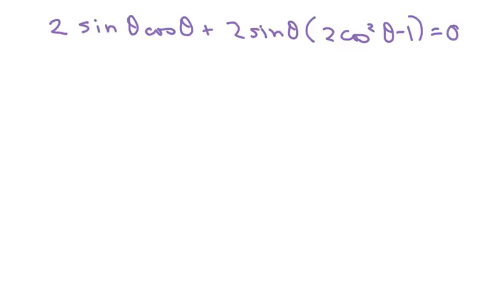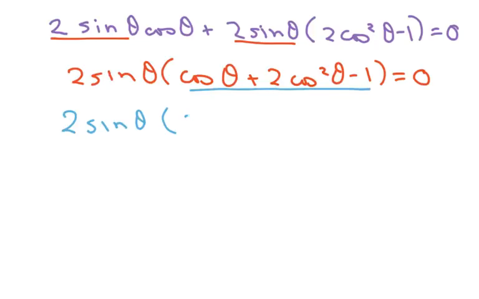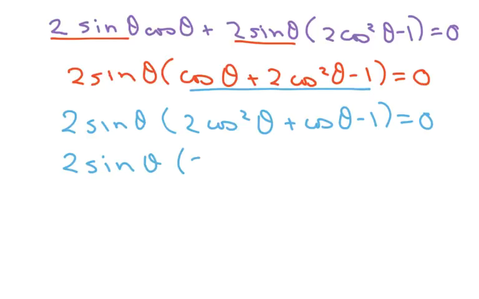Now I'm going to go ahead and factor out this 2 sine of theta, and I'm left with cosine theta plus 2 cosine squared of theta minus 1 equals 0. I'm going to go ahead and rewrite this, as it's quadratic, as 2 cosine squared of theta plus cosine of theta minus 1 equals 0, and then factor that even further. That's going to give you 2 cosine of theta minus 1 times cosine theta plus 1 equals 0.